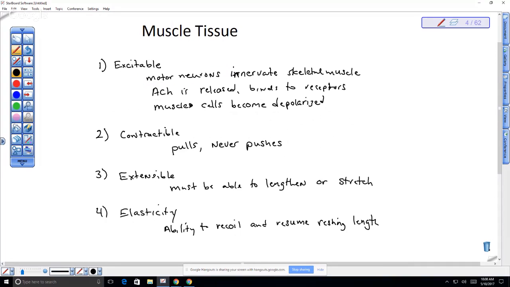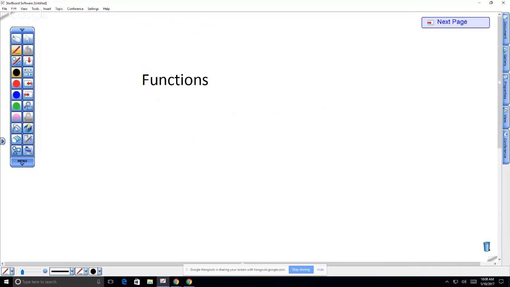Okay. So those are the four characteristics that muscle tissue has to have in order to function properly. We can also talk about the function of the muscle tissue, and specifically we're going to talk about skeletal muscle here. So skeletal muscle is just one of the three types of muscle tissue. So one function obviously is locomotion. So what would be another example of a function? So movement, locomotion. Boy, and that's not going to work. Sorry, let me erase all this.